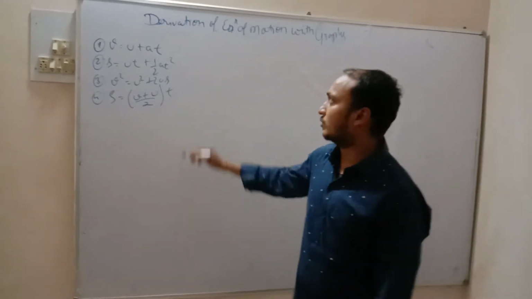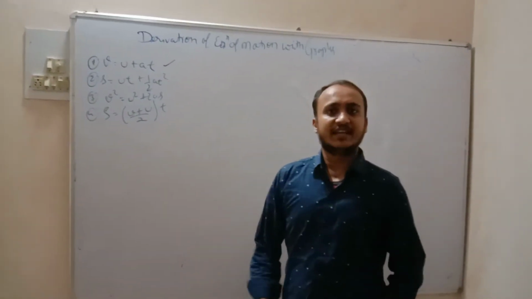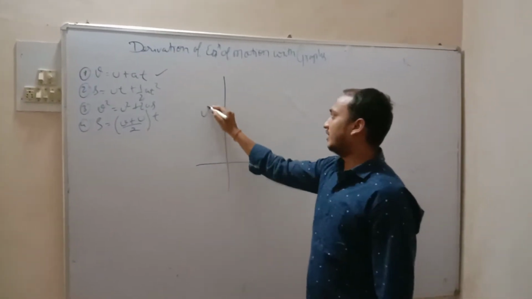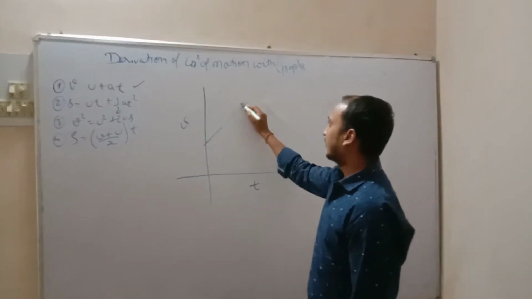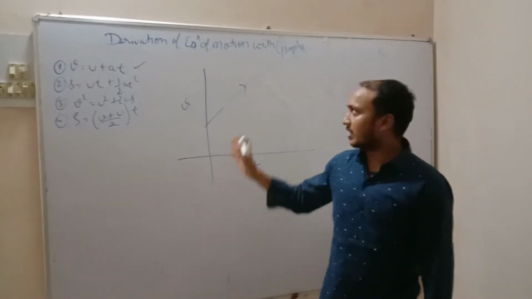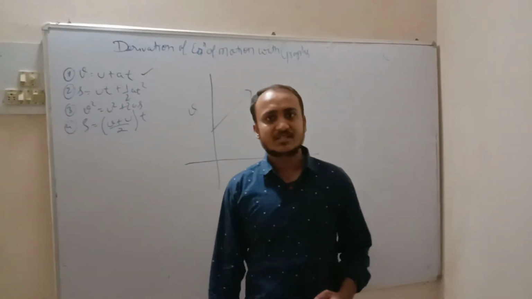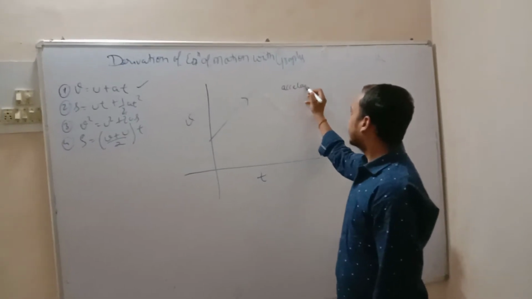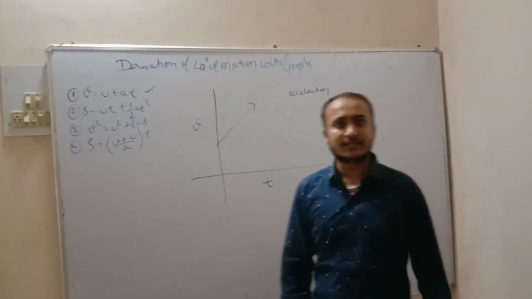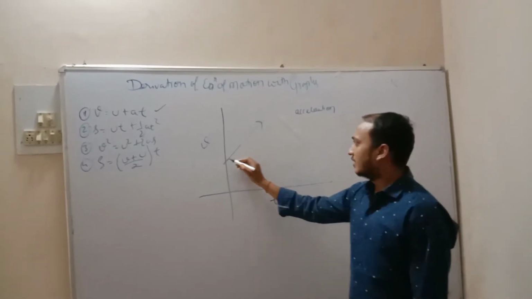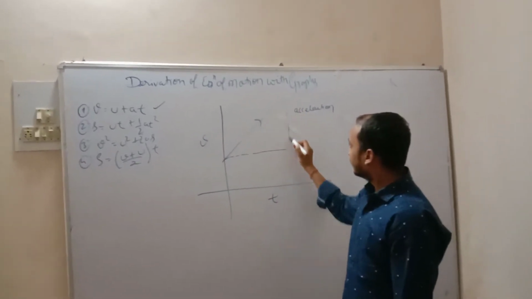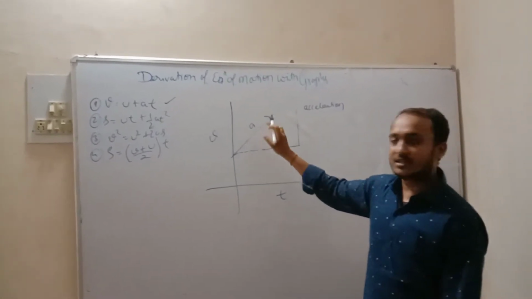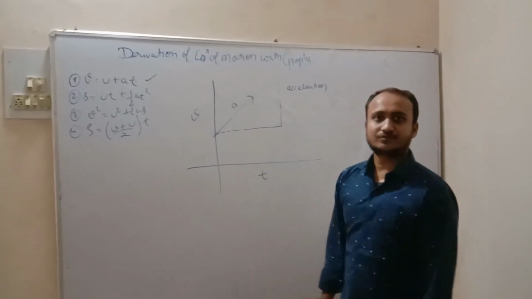So first we are going to derive V equal to U plus AT. Friends, this is V and this is T, and this is our graph. We already know when the graph is an inclined line in V versus T, it represents acceleration. This line represents acceleration.